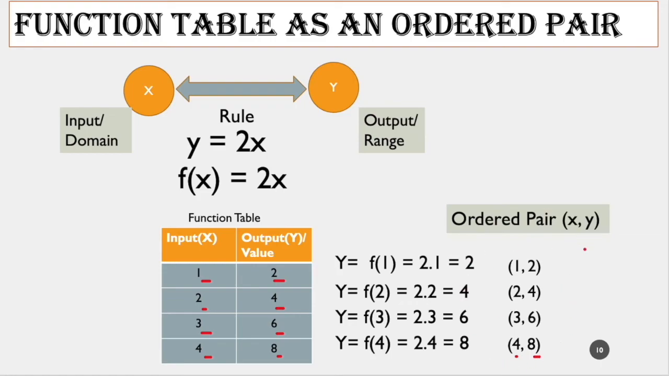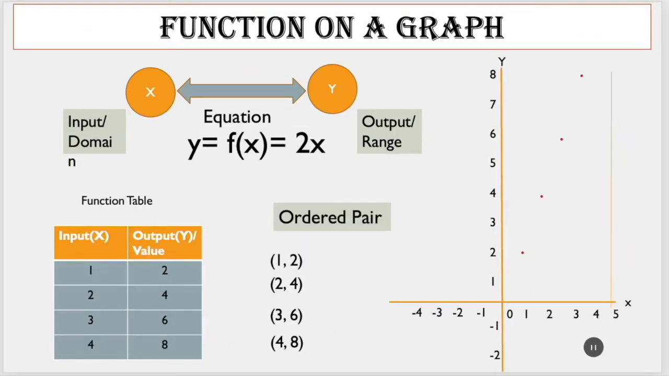So if we have these ordered pairs, we can also represent this on a graph. Let's plot these ordered pairs on a coordinate plane. So if we plot these points on a coordinate plane, 1, 2 would be right here. Then we have x coordinate 2, and the corresponding y value is 4, which is right here. Then we have 3, and corresponding y value is 6, which is right here. And for 4, corresponding y value is 8, which would be right here.